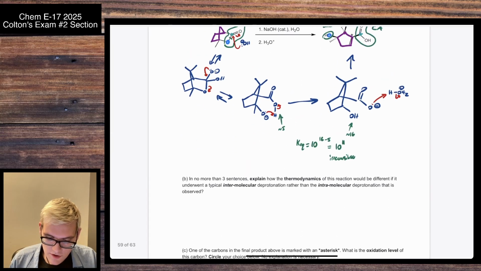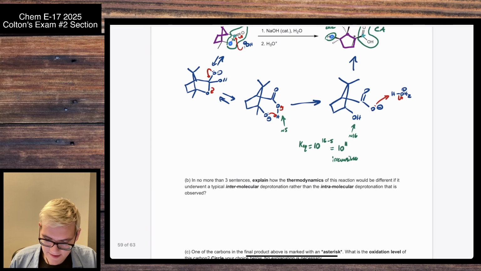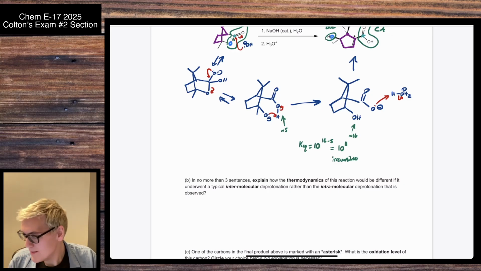So now it says, in no more than 3 sentences, explain how the thermodynamics of the reaction would be different if it underwent an intermolecular deprotonation rather than intramolecular deprotonation.